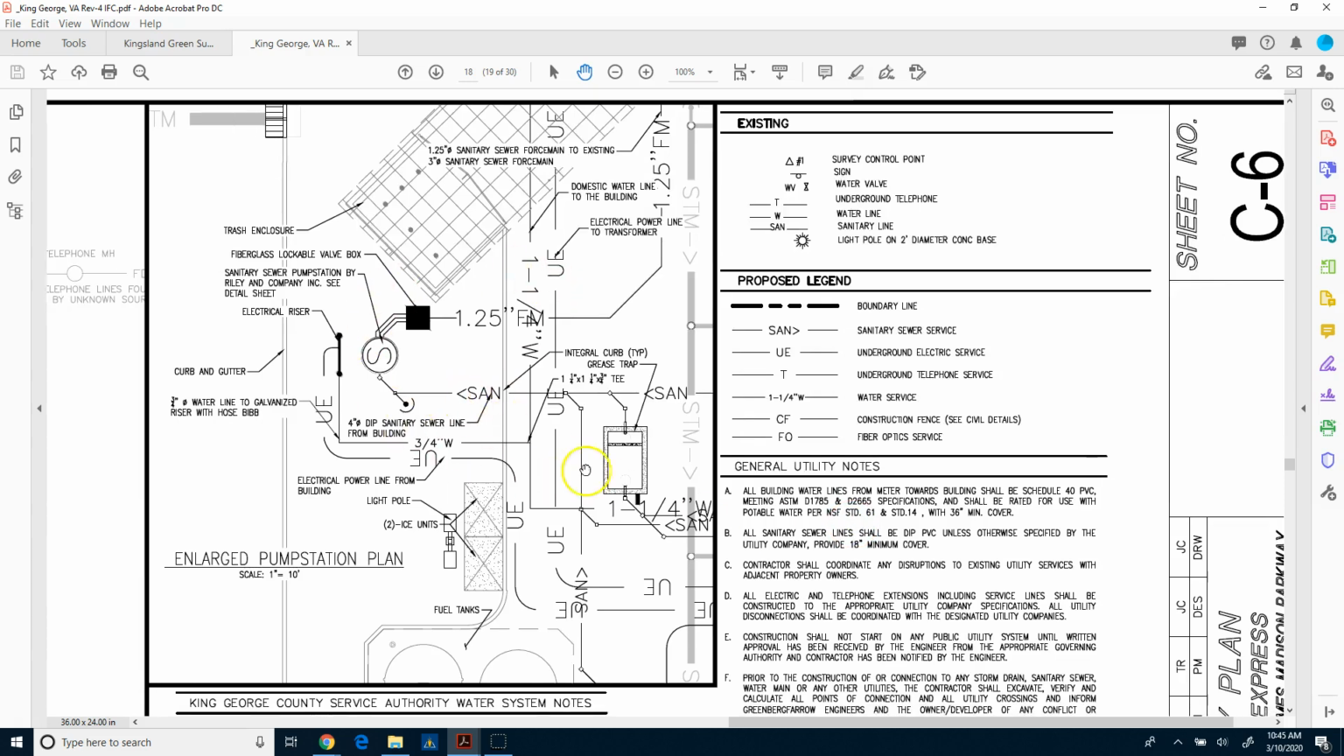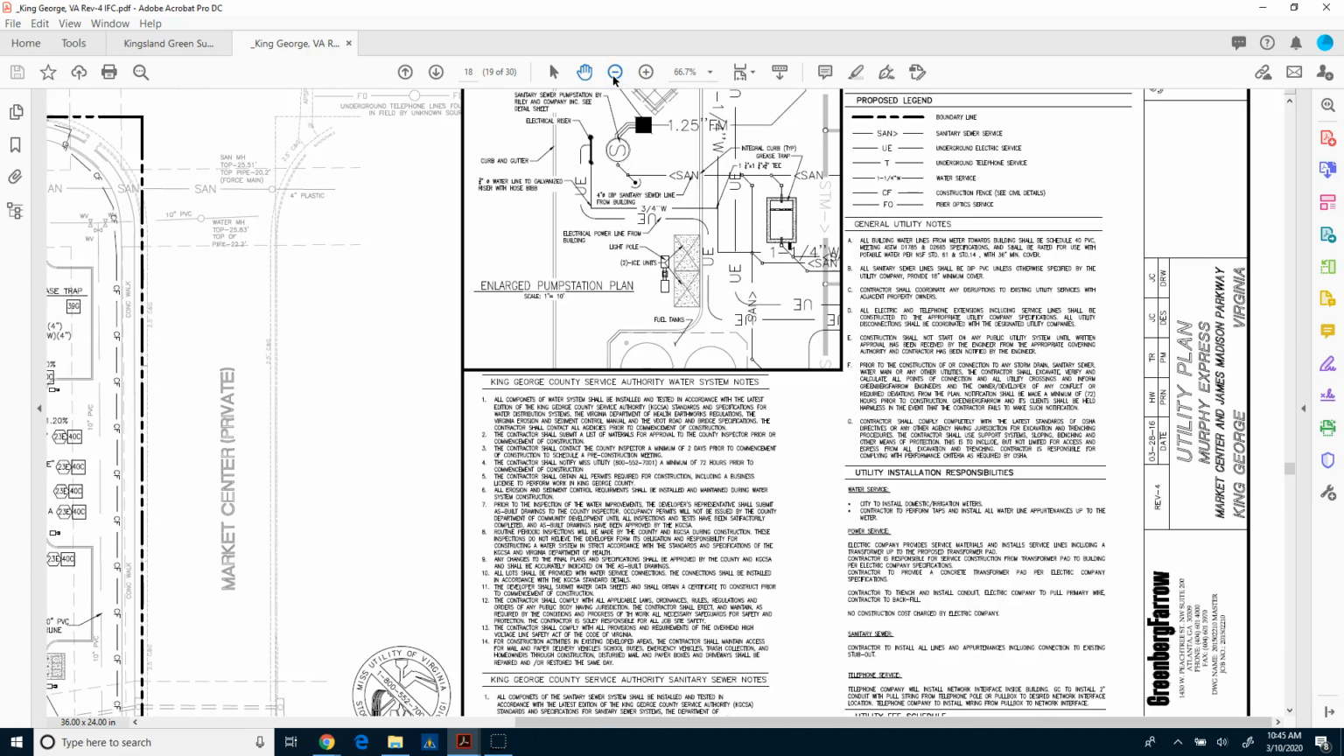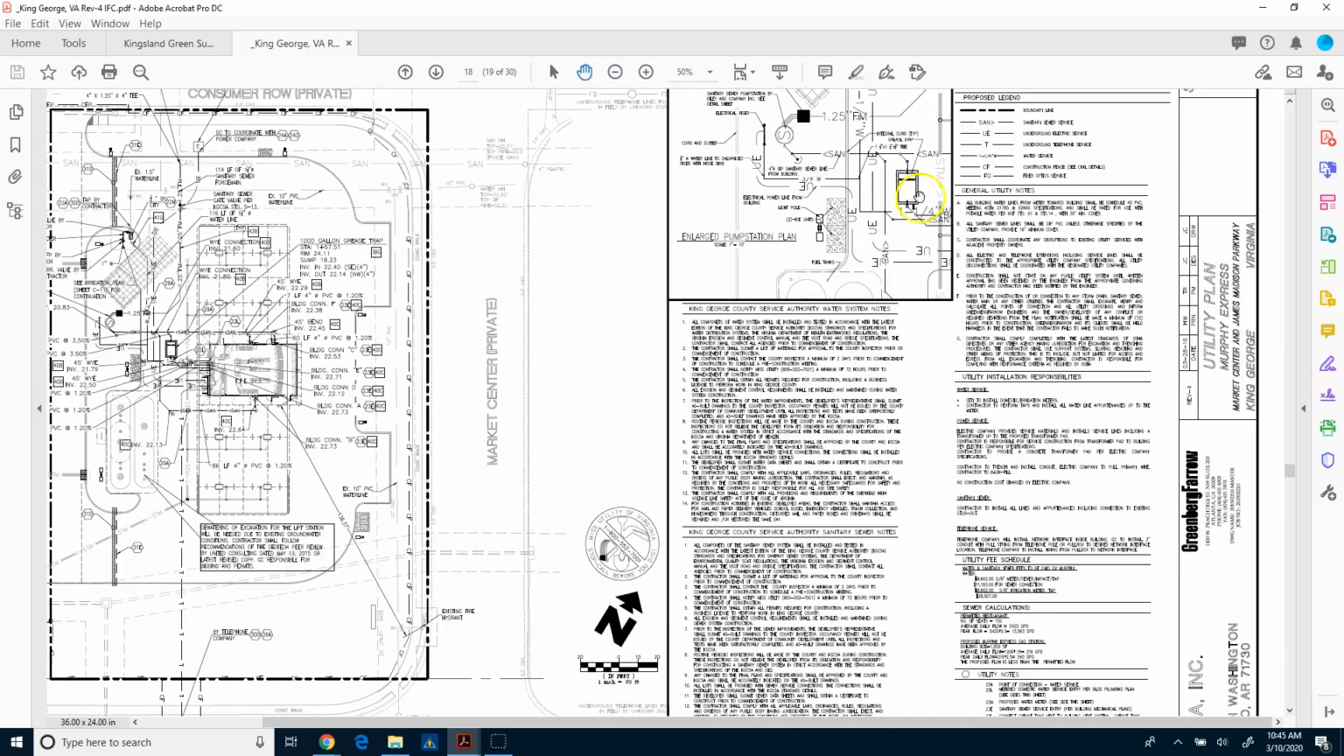And we can take a look over here at a blow-up detail of what's happening in this area. So we've got an electrical riser, we've got a pump station for the sanitary. There looks like a grease trap, right? So again, depending on the type of structure and what it's going to be used for will depend on what type of utilities you may have. There's a bunch of notes.